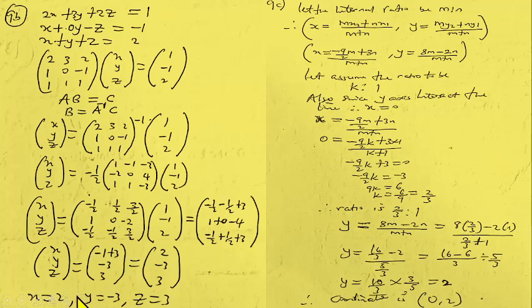And you can confirm as well by putting your 2 here, that will give us 4. Put your minus 3 here, that will give us minus 9. 4 minus 9 give us minus 5. Then put your 3 here, give us 6. Minus 5 plus 6 will give us 1. So that shows that it is correct.